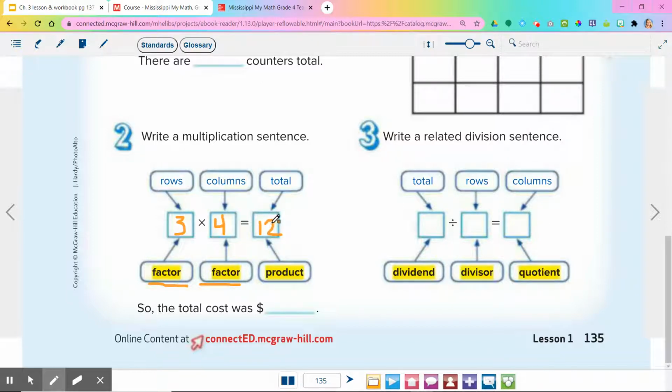Just like a sum is the answer to an addition problem, and a difference is the answer to a subtraction problem, a product is the answer to a multiplication problem.